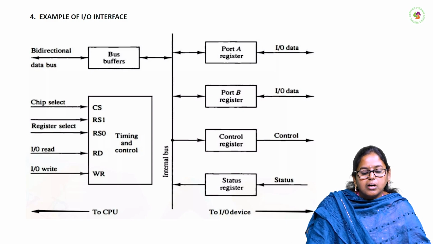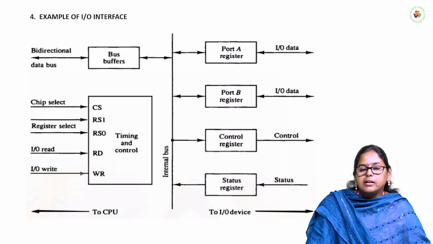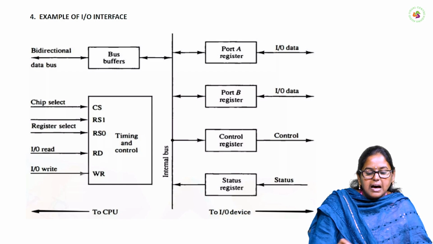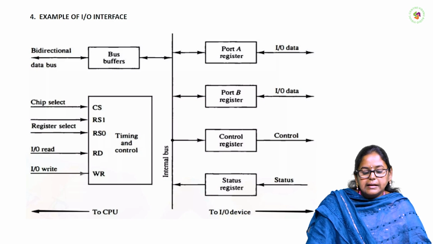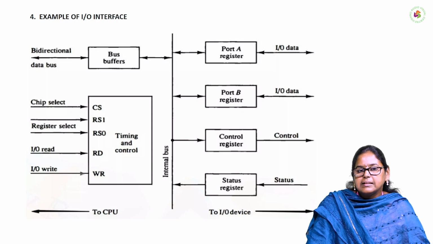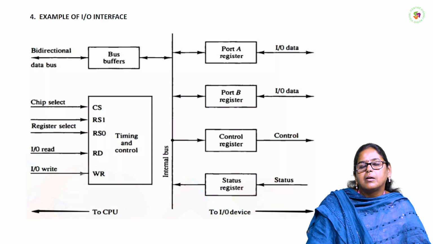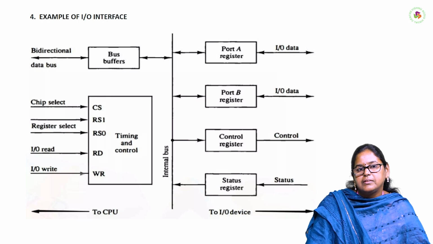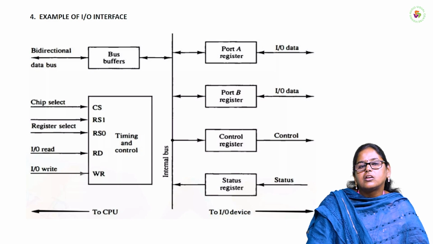Then we have something called the timing and control circuit. The timing and control circuit inputs are CS, RS0, RS1, read and write. Here CS represents chip select. In the sense, whenever this chip select is enabled, that interface will be in the working state. If the chip select is disabled, then that particular interface will not work. So chip select should be enabled in order for the respective interface module to work.